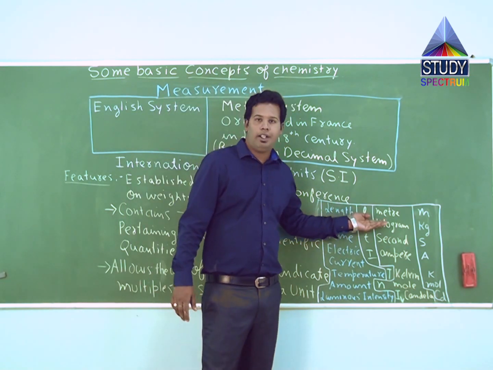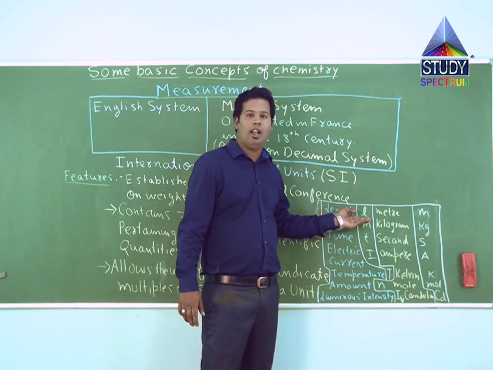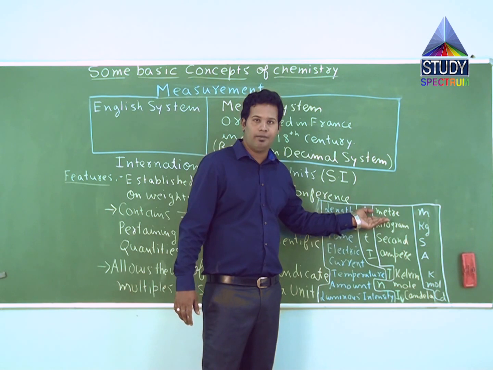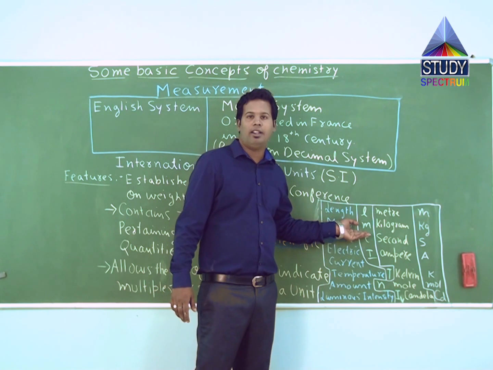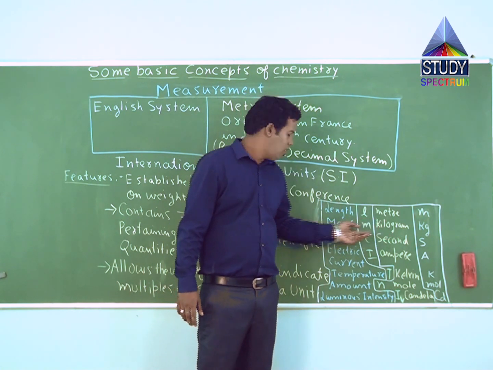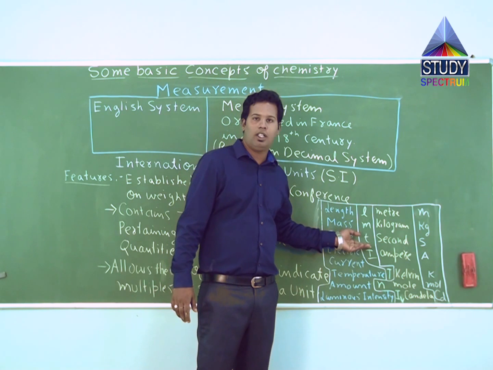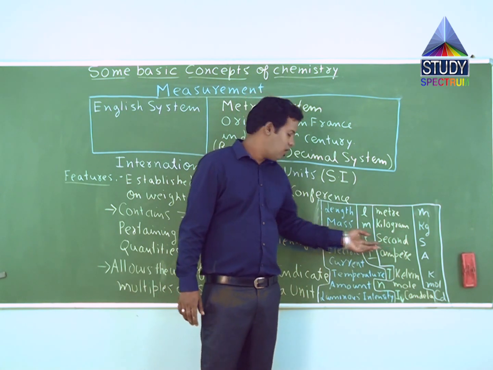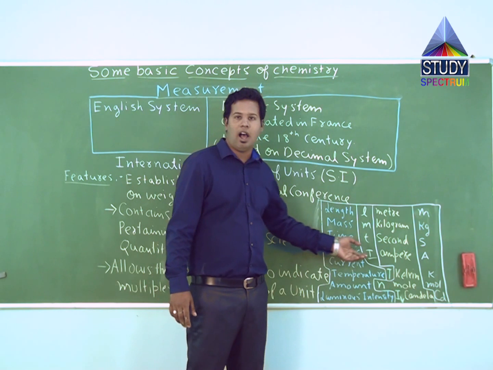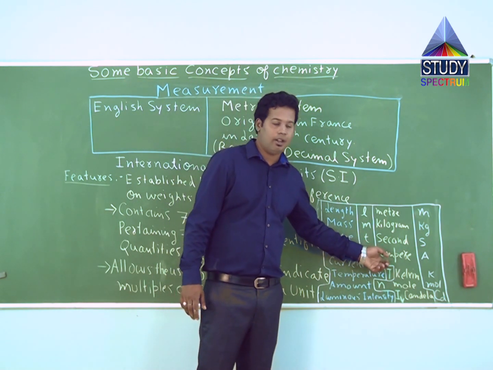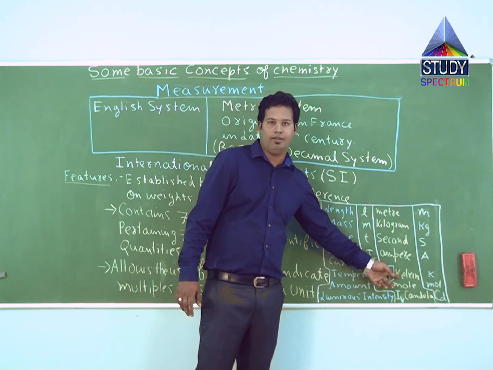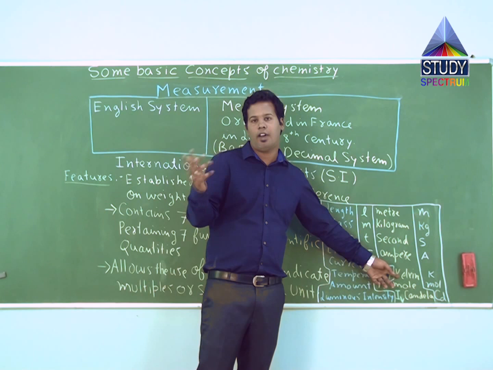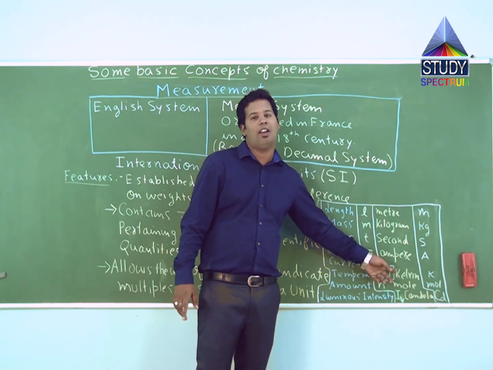Also, the units which we use for these base units are: for length, where the symbol is L, the unit is meter, SI unit. For mass, the symbol is small m and the SI unit is kilogram. For time, the symbol is small t and SI unit is second. For electric current, the symbol is I and SI unit is ampere. For temperature, the symbol is T and SI unit is Kelvin. You might have heard about Kelvin, degree Celsius and Fahrenheit. The SI unit for temperature is Kelvin.